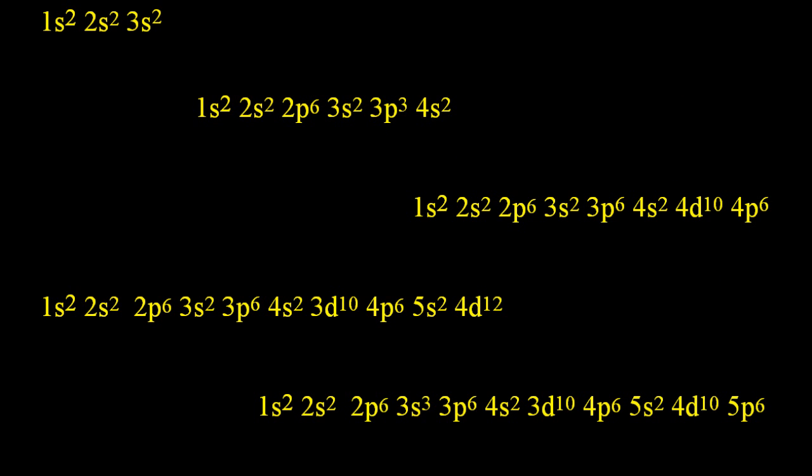So see if you can find mistakes in these. Looking at the first one, that 3s2, that's wrong, isn't it? After 2s2 comes the 2p. And the second one, you can't have 3p3. The p orbital has to be full before moving on to the 4s. That's the Aufbau principle. Start at the lower ones, move up to the higher ones.